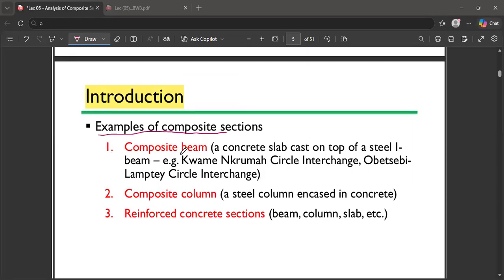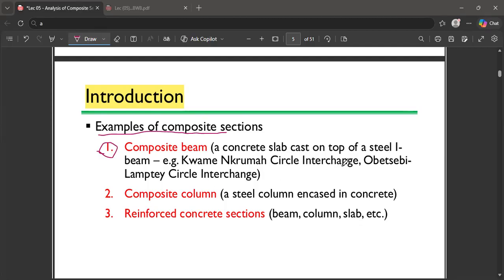One, we have the composite beam. A beam can be made up of, let me say, steel and concrete. You can call it composite because it's two or more materials. Our first example says: composite beam, a concrete slab cast on top of a steel I-beam.